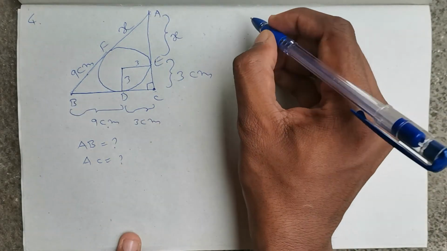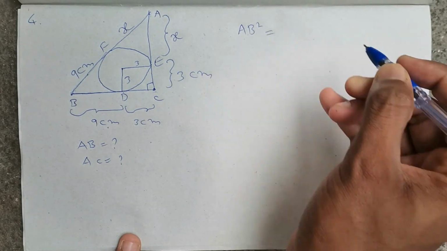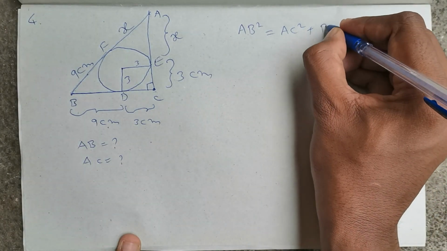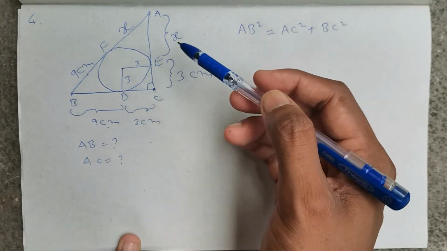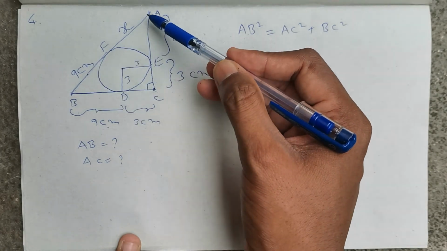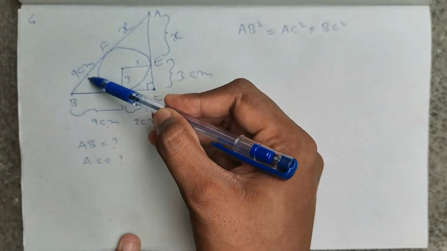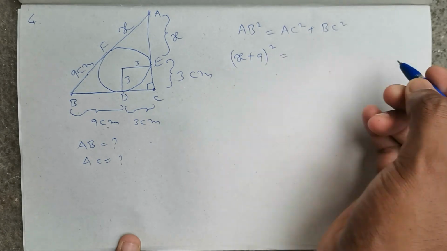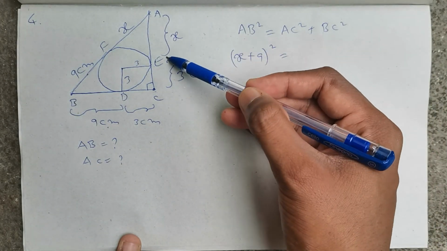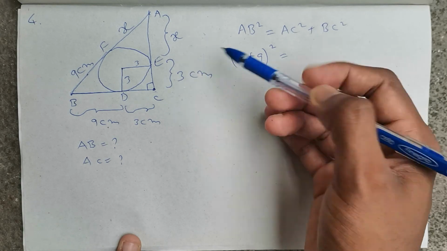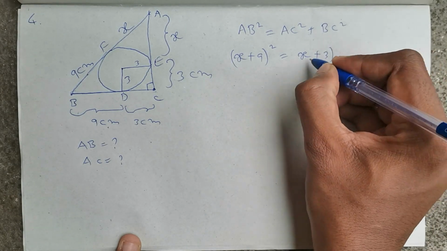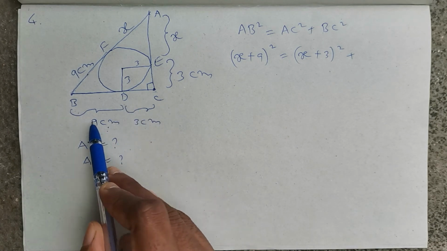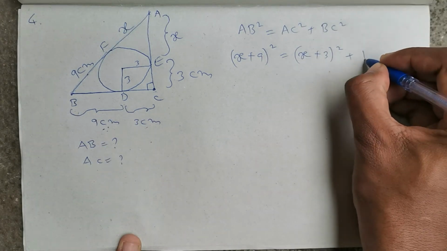So first, AB square, hypotenuse square, is equals to first side square AC square plus second side square BC square. AB value, how much then? From B to F it is 9, from F to A it is x. So total is x plus 9 whole square is equals to, then AC square, from A to E x, from E to C 3, so x plus 3 whole square, plus BC square, from B to D it is 9, from D to C it is 3, so total line is 9 plus 3, 12 square.